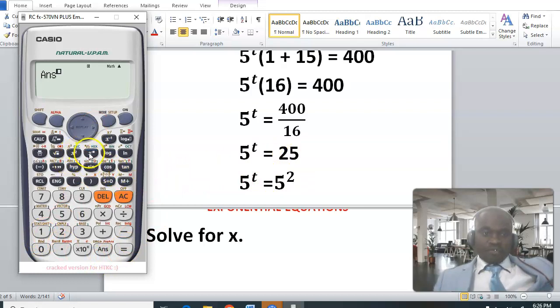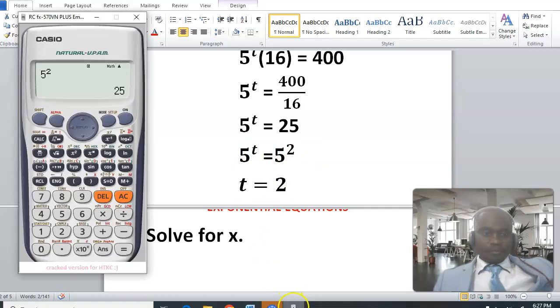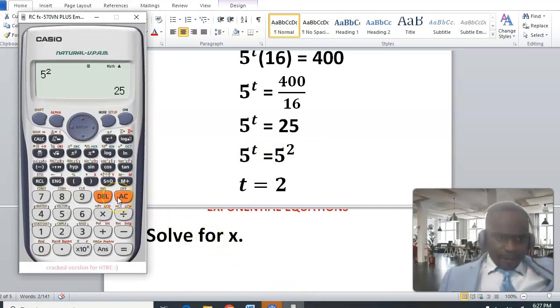So we can try 5 exponent 2. 5 exponent 2. Oh, 25. So it means 5 exponent 2 is equals to what? 25. Okay. So it means t is equals to what? 2. Alright. Okay.